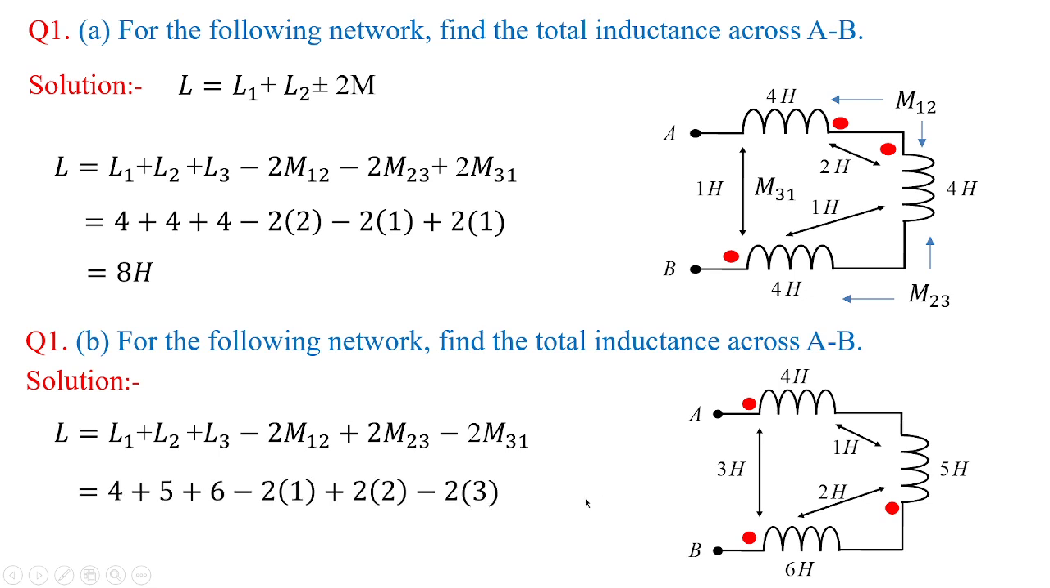Now we just substitute the values. So we have 4 plus 5 plus 6 as 3 self-inductance values, minus 2 times multiplied with M12. M12 value is 1. M23 the value is 2, and M31 the value is 3, taking negative side. So overall you'll get the value of inductance for this network as 11 henries.